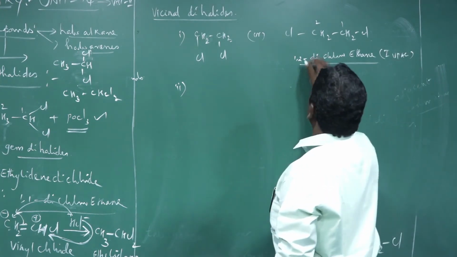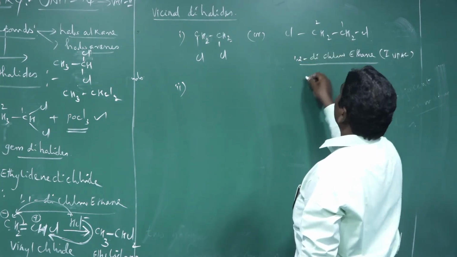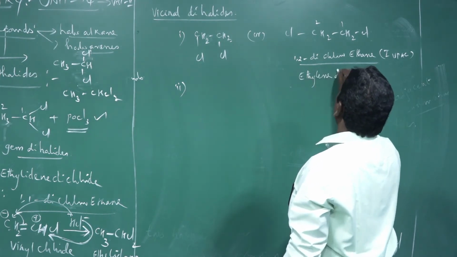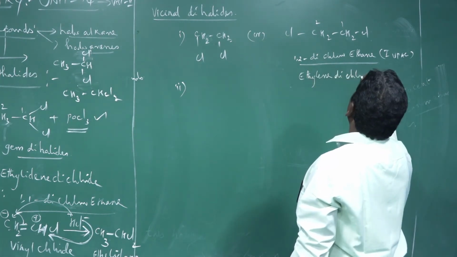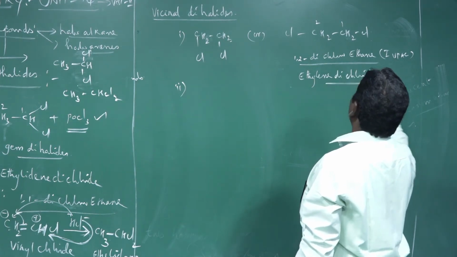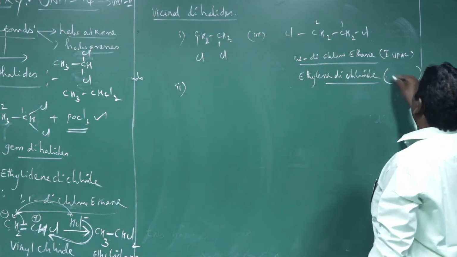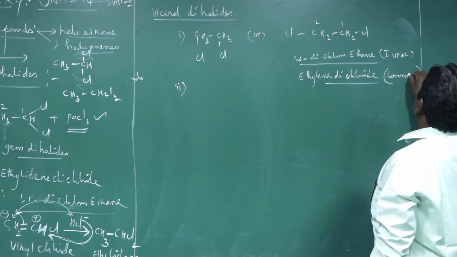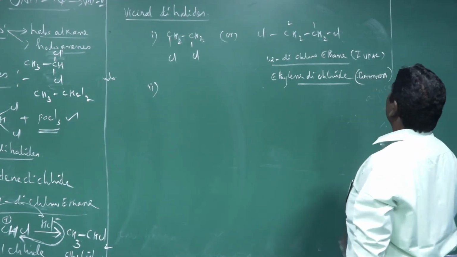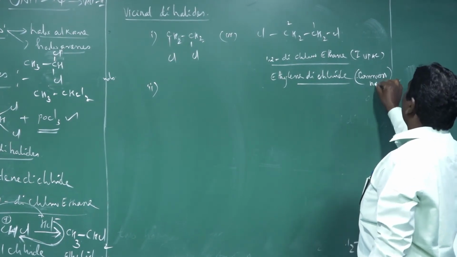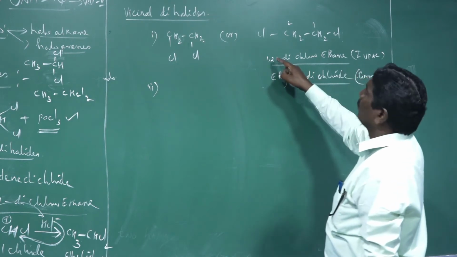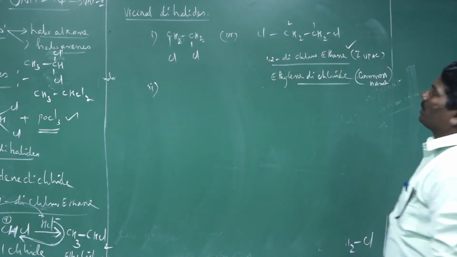But its common name you can write: you see the ethylene structure is there. So we can write ethylene dichloride. Ethylene dichloride is its common name. Please understand, this is the common name. Ethylene dichloride. It is 1,2-dichloroethane, the IUPAC name.